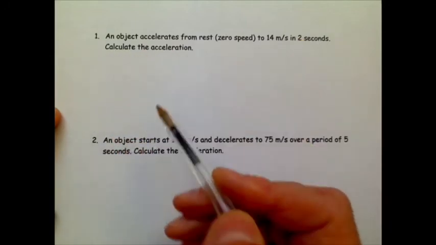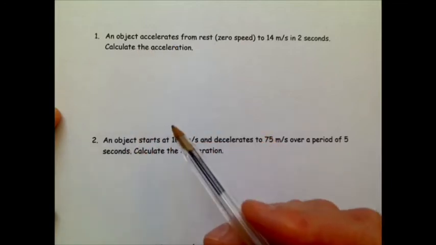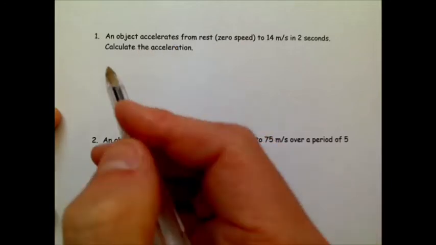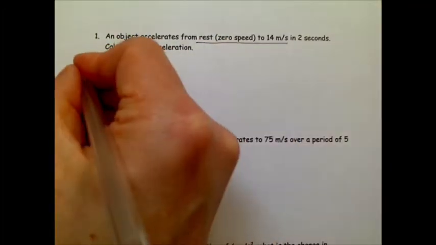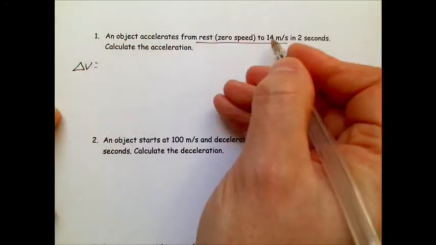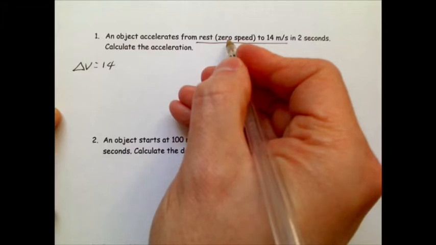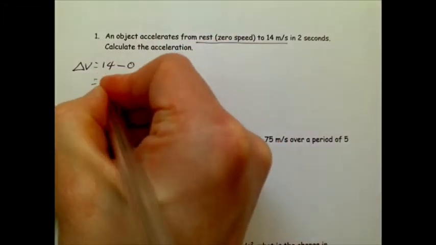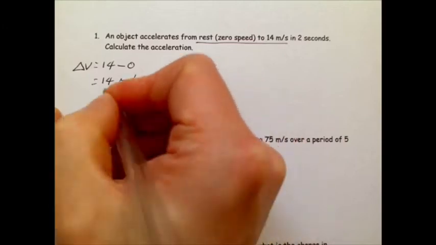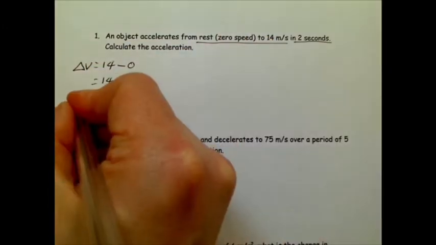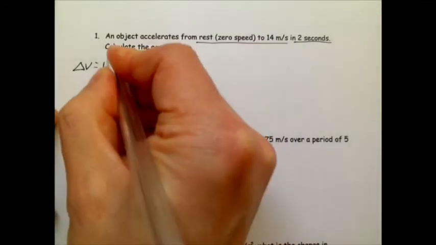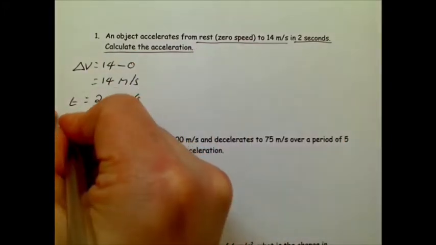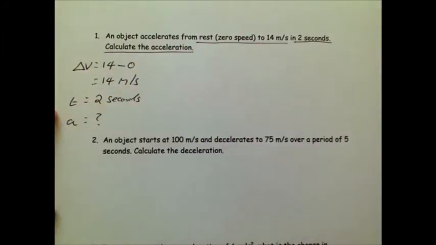So the first thing I'm going to do is go through the question and pick out all of the information I'm going to need in order to answer the question. An object accelerates from rest to 14 meters per second. Well, there's my change in velocity. Its final velocity was 14, its initial was 0. So 14 take away 0 is 14 meters per second. 2 seconds. Seconds is the unit of time, so my time is 2 seconds. And then it says calculate the acceleration. So the instruction is to calculate A, and I'm going to write a question mark to remind myself that that is what I'm trying to work out.